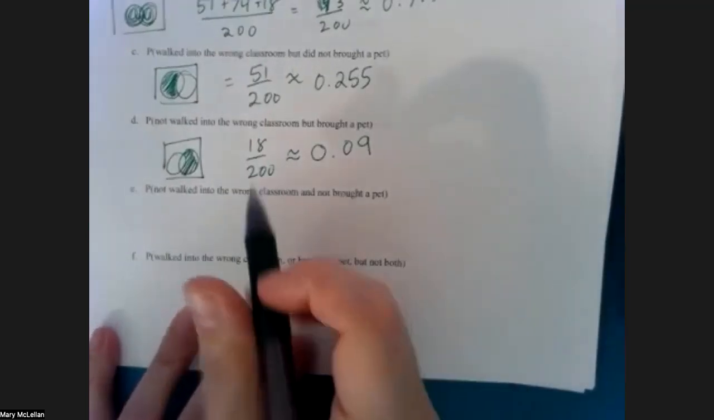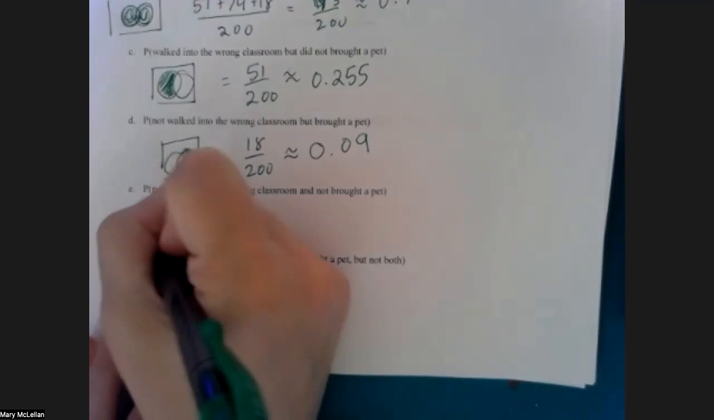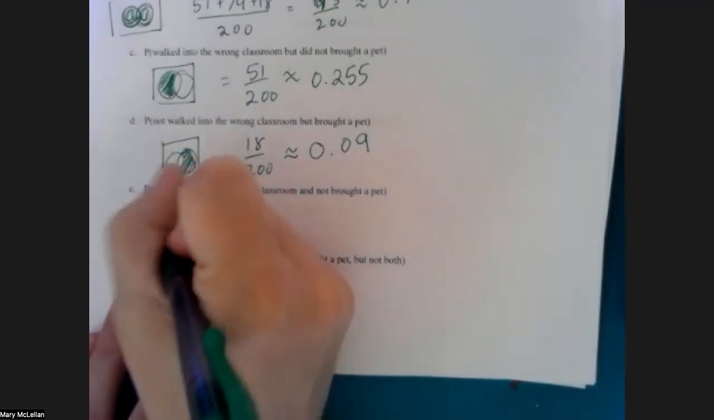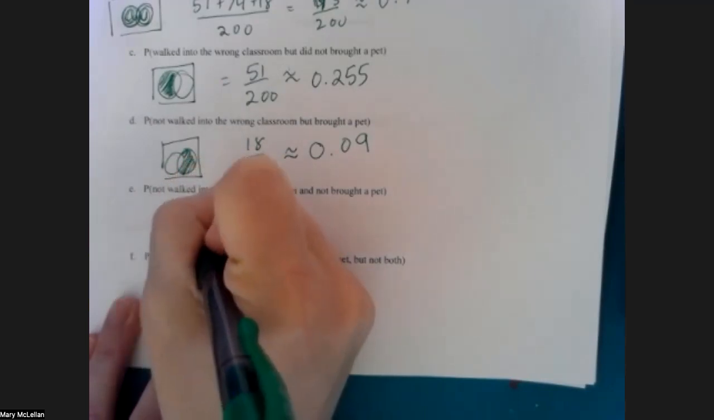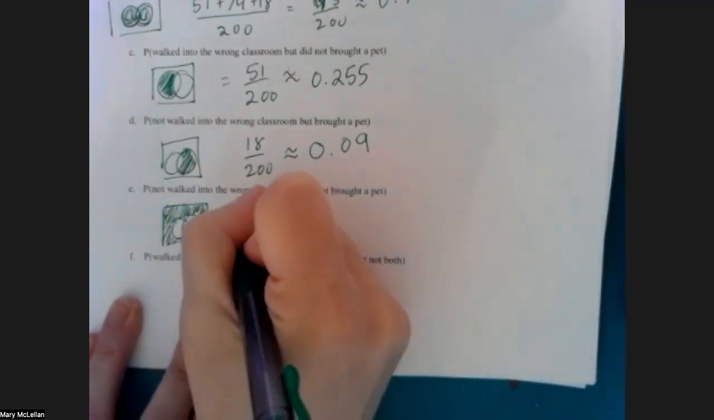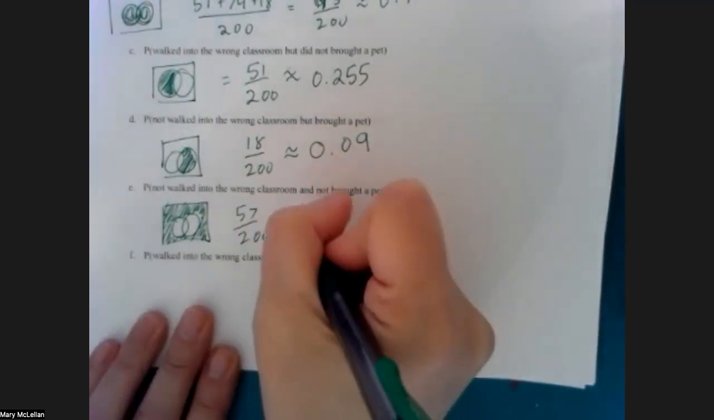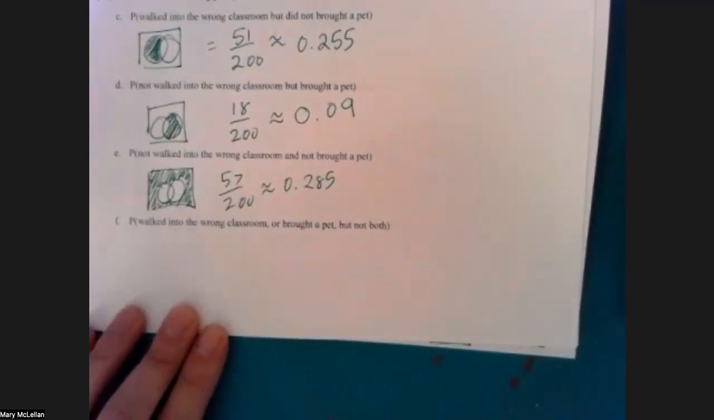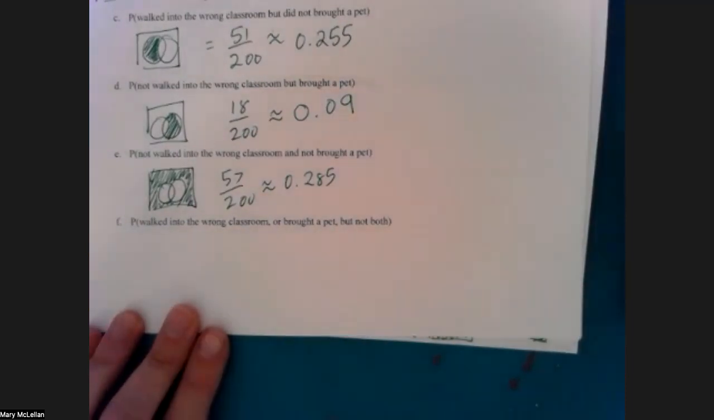Just two more, everybody. Okay. The probability that someone has not walked into the wrong classroom and not brought a pet. Well, that's everything on the outside because they've done neither thing. So that'll be these numbers here, these elements. And that equals 57 over 200, or approximately 0.285.